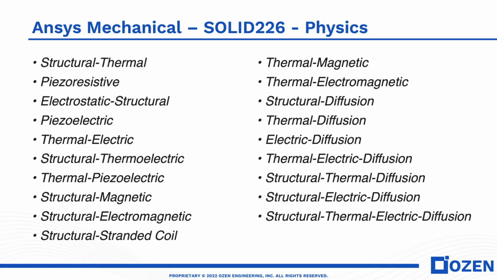It covers anything that you see in this, anything from thermal electric to structural magnetic to thermal diffusion, electric diffusion. So you can actually just use a subset of these, or you can use the full formulation like shown here, which is structural thermal electric diffusion. So this is the most advanced electromigration modeling here, and this SOLID226 element has it in there.